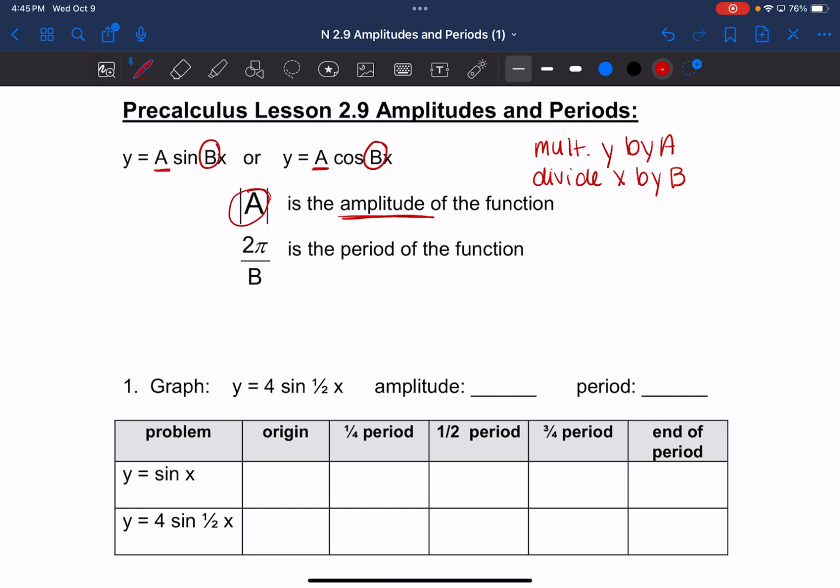Your period is typically always 2 pi, but like we've seen, that can change based on our value of b, because if I divide my x values by some value bigger or smaller, then that's going to change the length of our period. So to find your new period, you take 2 pi, the original length of the period, and divide it by b, which is exactly what we've been doing to all of our x's, divide by b.